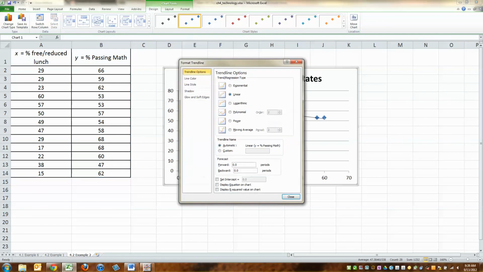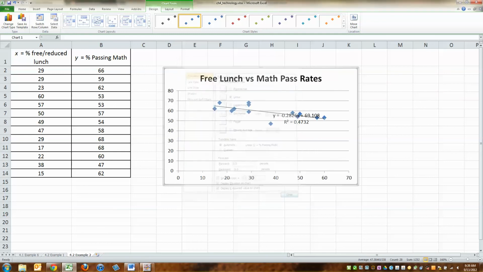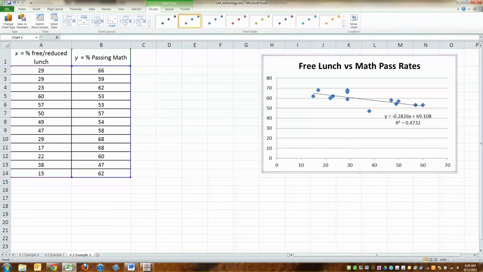right there, linear, and then down here at the bottom you want to display the equation, and it doesn't hurt, display the r squared on the chart as well. Close. And then you can pick up that box that they're in and move them around to see them better. And there you go. So that's one way to do it.